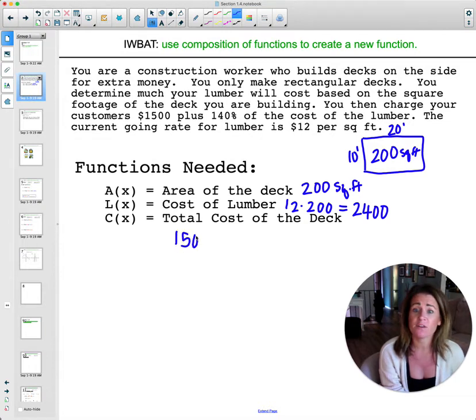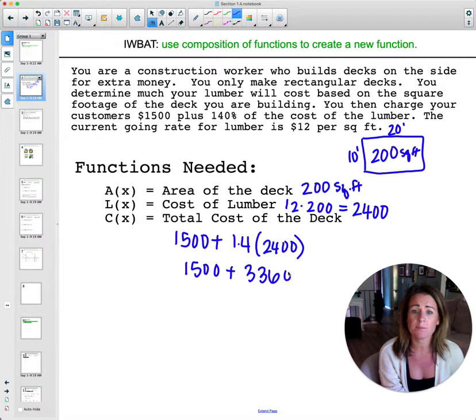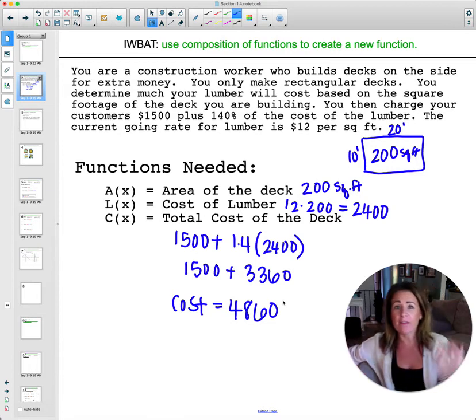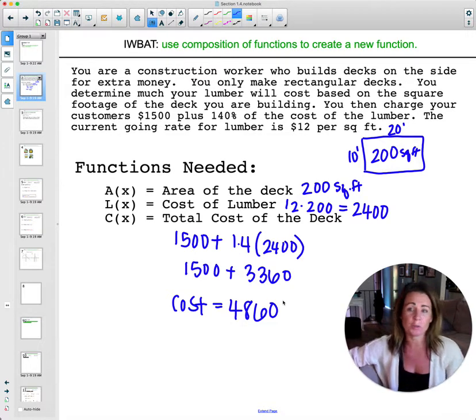So that was going to be $1,500 plus 140%, which as a decimal is 1.4, times the cost of that lumber. So then you would just calculate this out. So 1.4 times 2,400 is 3,360. Add those together and you'll get the cost for your customer is going to be $4,860. So then you would call them back and let them know the bid or the estimate, and then they would decide if they wanted you to build their deck or not.